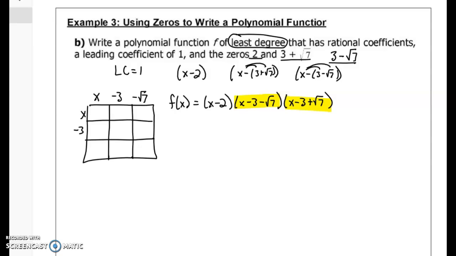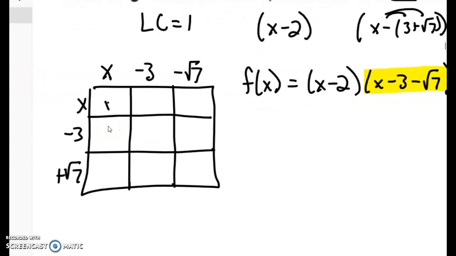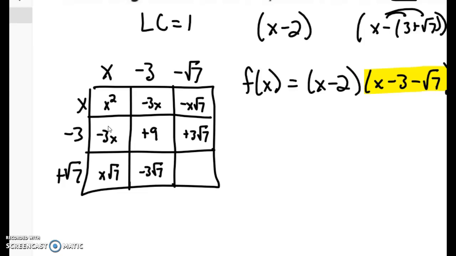Okay, so I'm going to zoom in on this so you can see it just a little bit better. So I have x squared. Remember, I'm multiplying. Minus 3x minus x square root 7 minus 3x plus 9. This is negative 3 times negative square root 7, so it turns into positive 3 square root 7. So then here I have x square root 7, and then negative 3 square root 7, because it's negative 3 times positive square root 7, so that's why it's negative. And then this turns into negative, because it's a negative square root of 7 times a positive, so that's why it's negative. And remember, the square root of 7 times the square root of 7 is just 7.